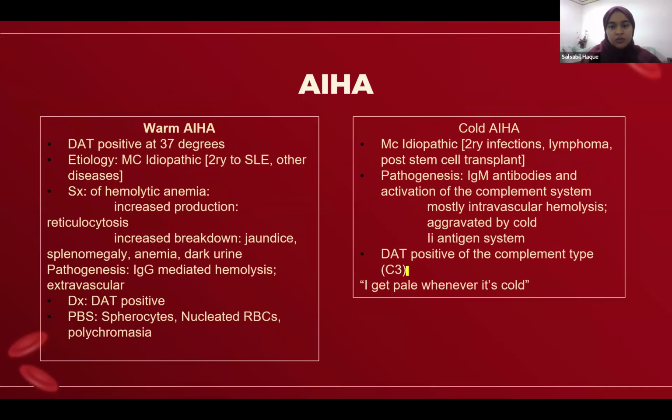So let's go over autoimmune hemolytic anemia and the types. So you have a warm type and you have a cold type. Okay, so first of all, it's hemolytic anemia. So there will be symptoms of hemolytic anemia, such as increased production symptoms or increased breakdown symptoms. So increased production symptoms would be reticulocytosis, and increased breakdown symptoms would be jaundice because of increased RBC lysis, splenomegaly because of sequestration, anemia definitely, and dark urine, right?